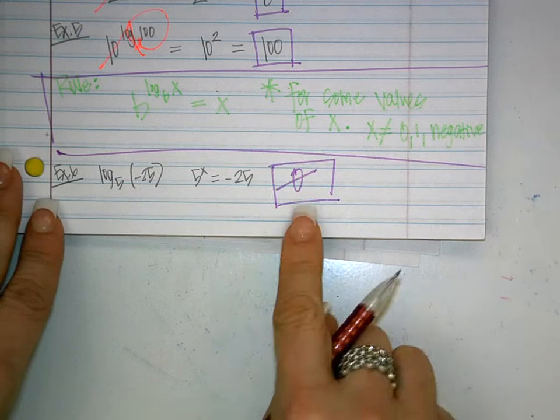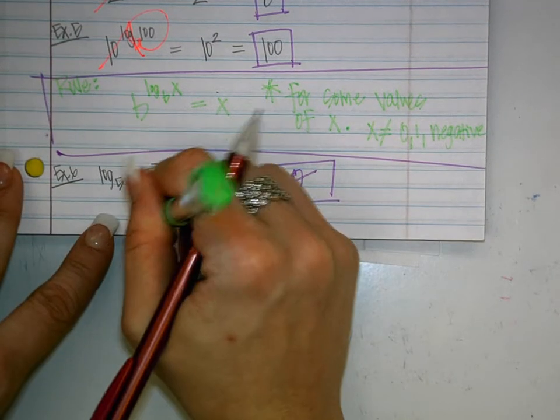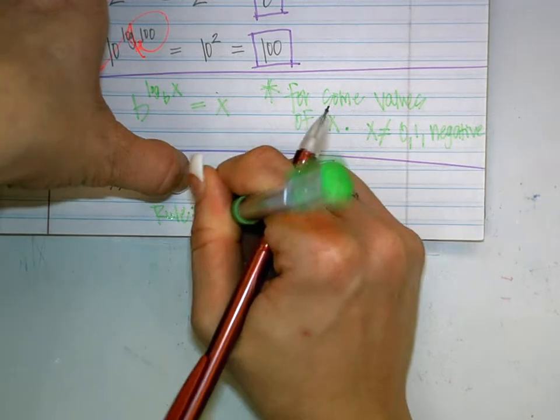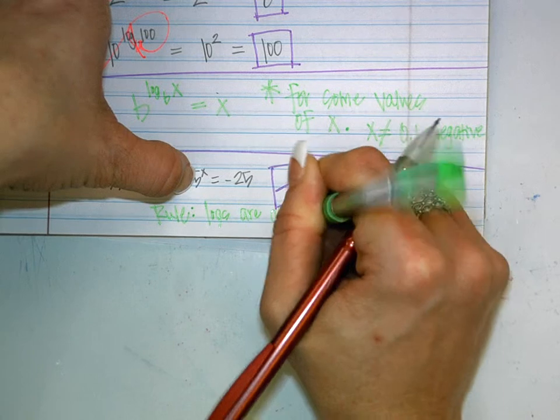So for this reason, I'm going to tell you another semi-rule here. The rule, or what you definitely need to remember, is that logs are allergic to negatives.